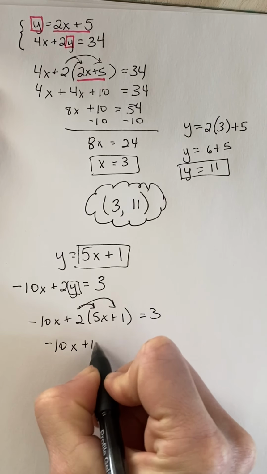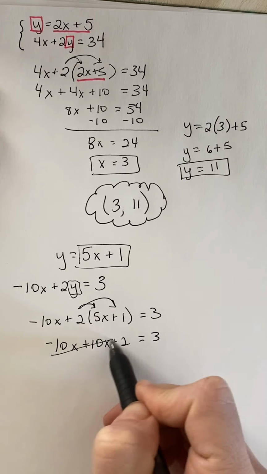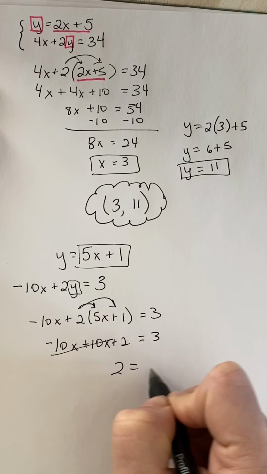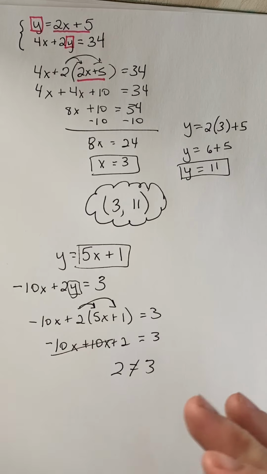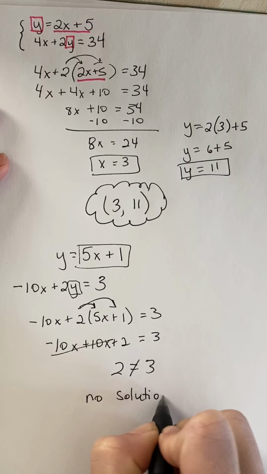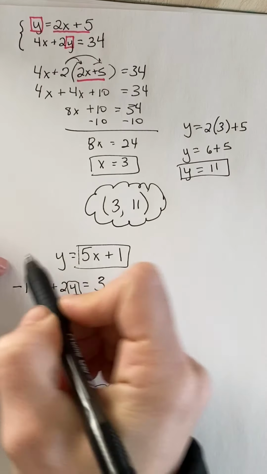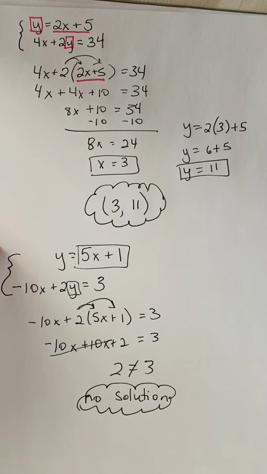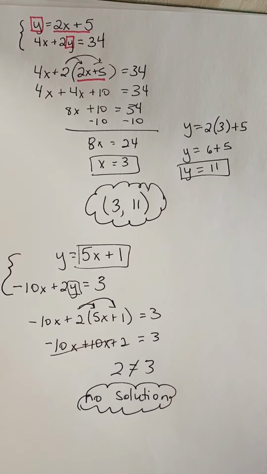So I have negative 10x plus 10x plus 2 equals 3. Well, what happens here in these types of systems is you get 2 equals 3. We know that's not true. If you get something when you solve by substitution that is not true, this is one of those that I talked about graphically that would have no solution, okay? If you graphed these two lines, they would be parallel. They would never intersect. So you'd get no solution.